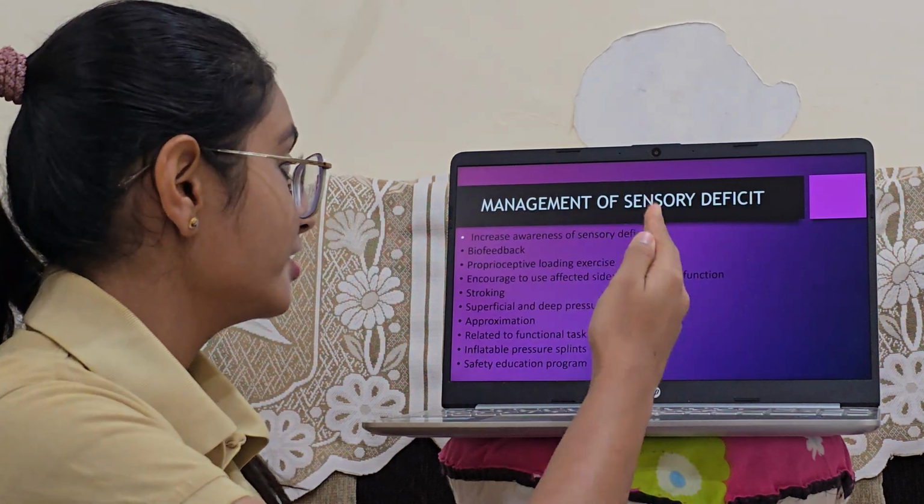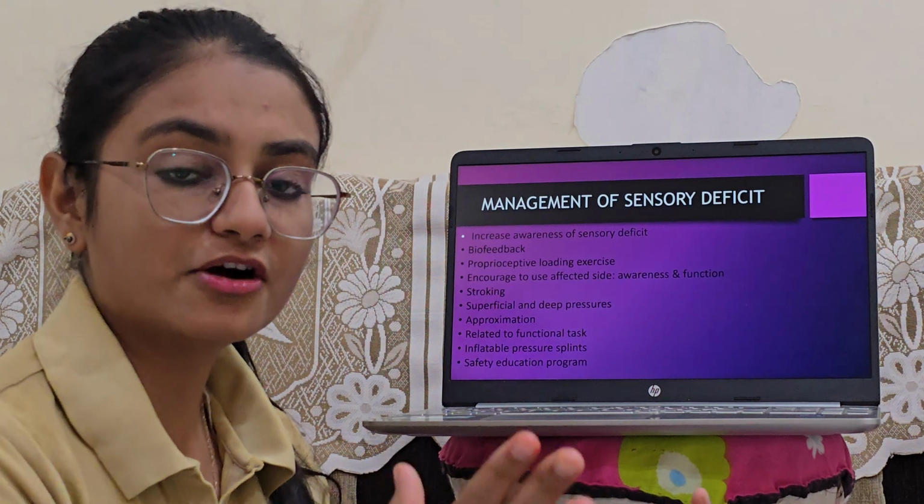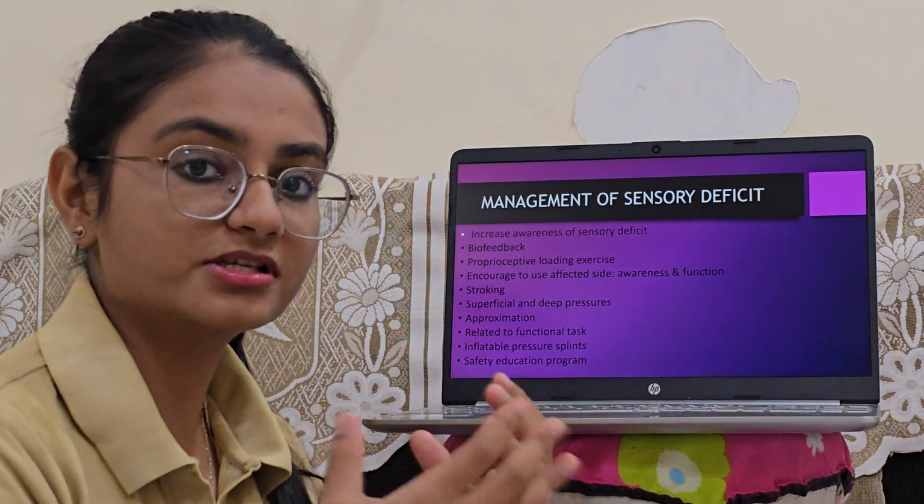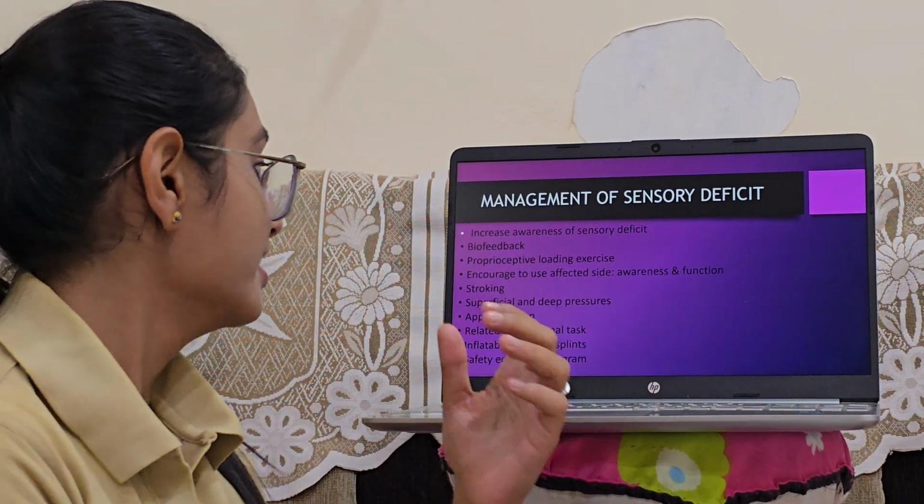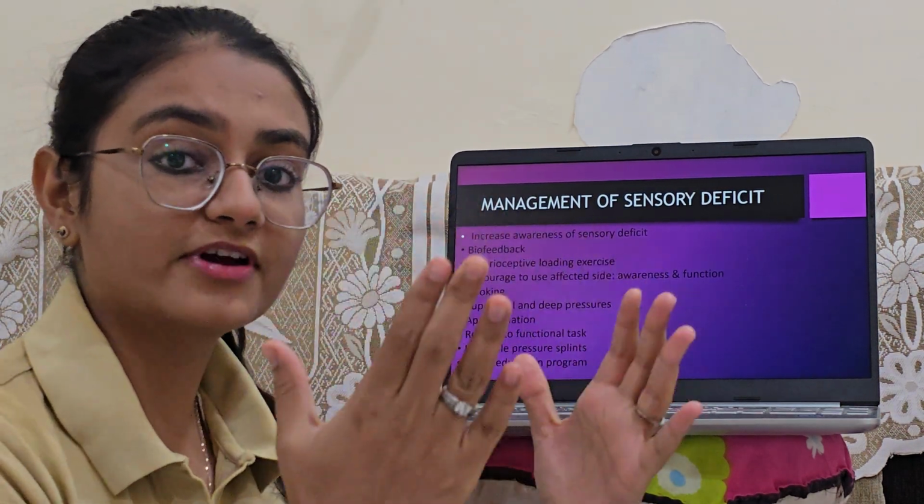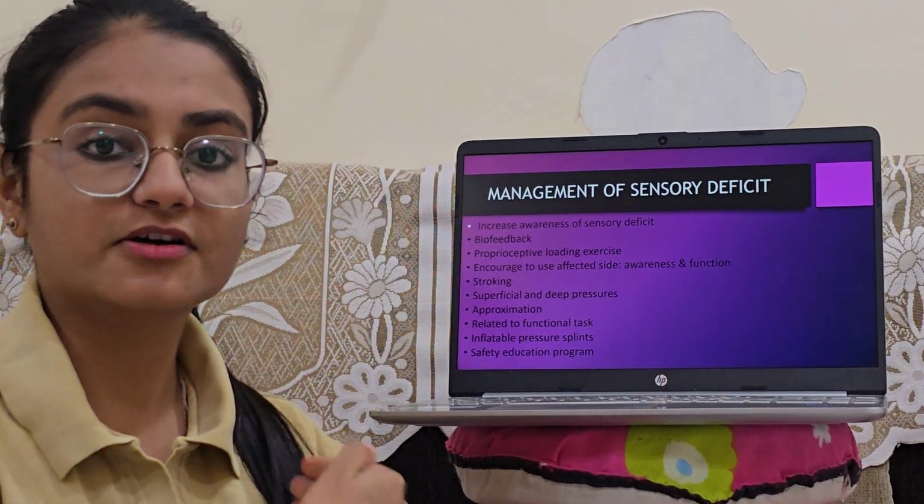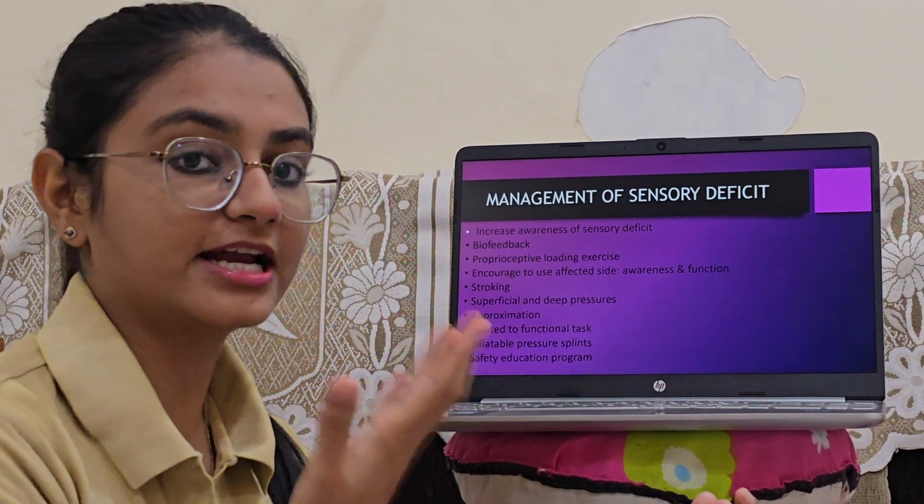Now, first, the management of sensory deficit. Increase awareness of sensory deficit, then biofeedback. Biofeedback is given to the patient continuously after the exercise. Then proprioceptive loading exercises. Encourage the patient to use the affected side, to use that side more.